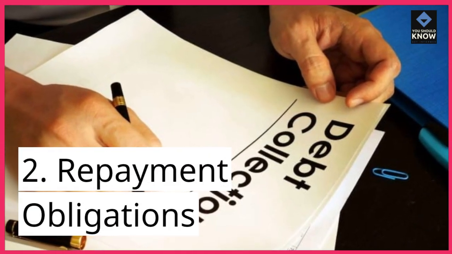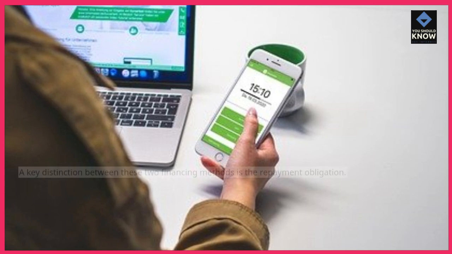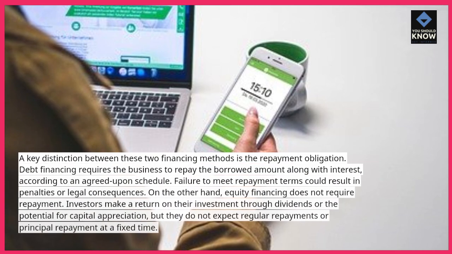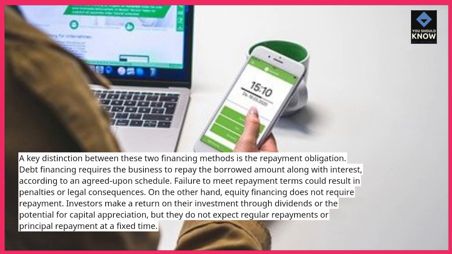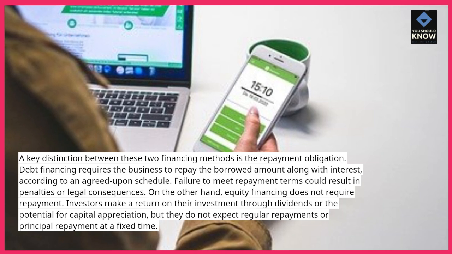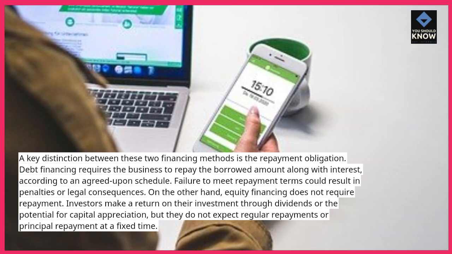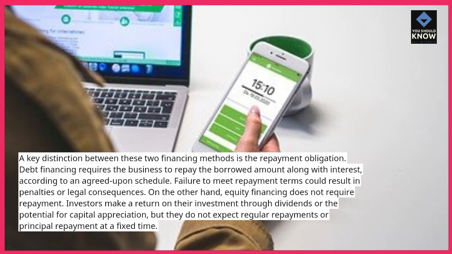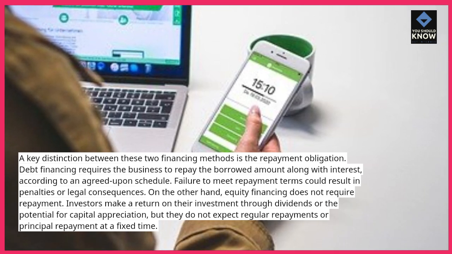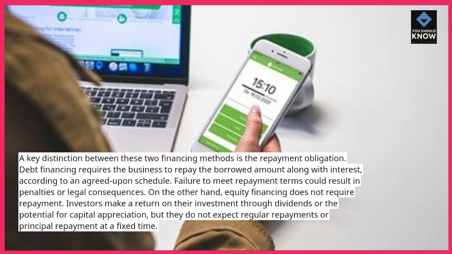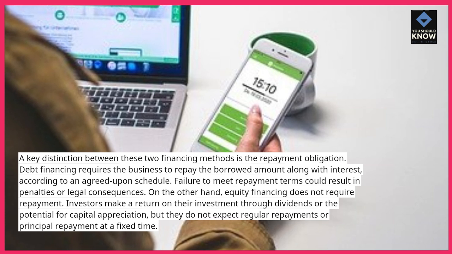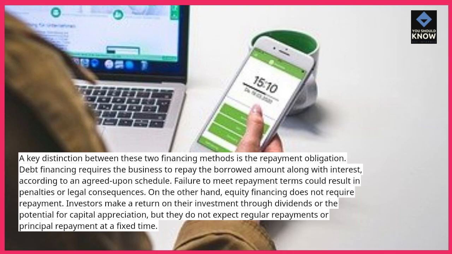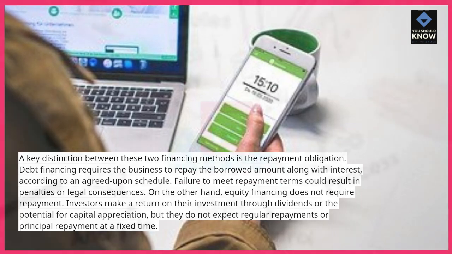2. Repayment obligations. A key distinction between these two financing methods is the repayment obligation. Debt financing requires the business to repay the borrowed amount along with interest, according to an agreed-upon schedule. Failure to meet repayment terms could result in penalties or legal consequences. On the other hand, equity financing does not require repayment. Investors make a return on their investment through dividends or the potential for capital appreciation, but they do not expect regular repayments or principal repayment at a fixed time.